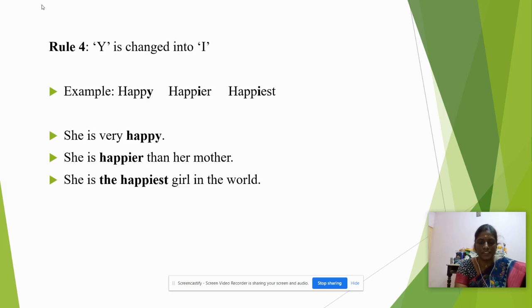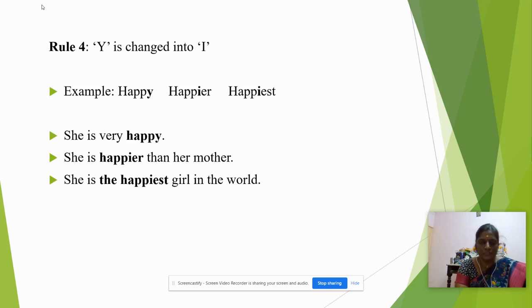She is very happy. She is happier than her mother. Happy is a one-syllable word, so we add ER, and also, see the last letter Y. The Y is changed into I. Happier for comparative, happiest for superlative. Happiest is a superlative degree, so keep that in mind.